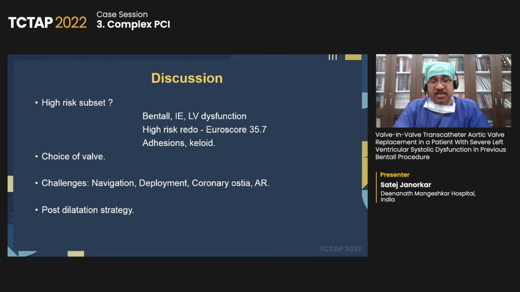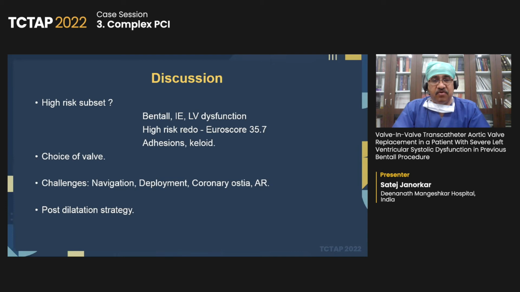So high-risk subset, yes, definitely. Previously, Bentall surgery was done, so there is a plastic tube all across the ascending aorta. The patient had infective endocarditis, so there were some perforations here and there in the porcine valve which was put in surgically. The patient had severe LV dysfunction, with 25% EF. It was definitely a high-risk redo. The EuroSCORE was 35.7, so the surgeons were shying away from the redo procedure itself.